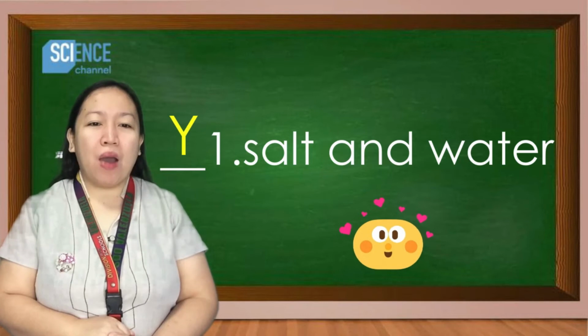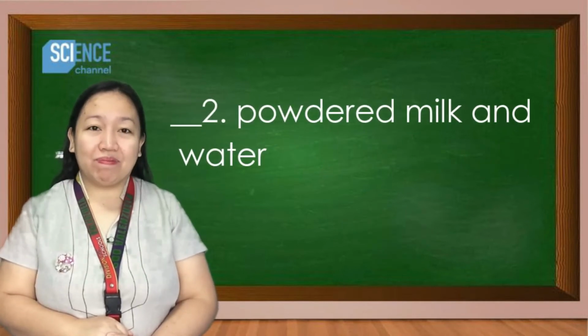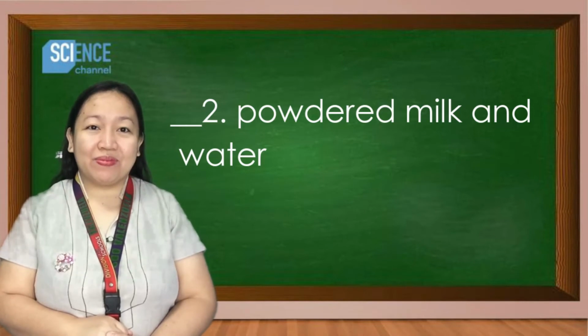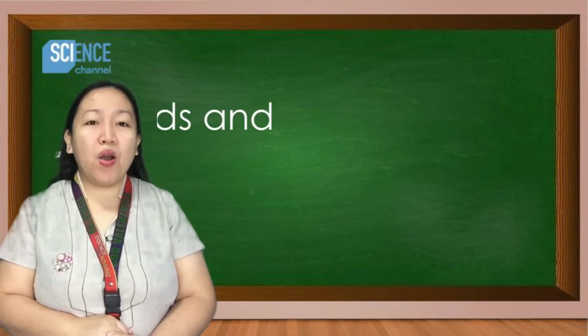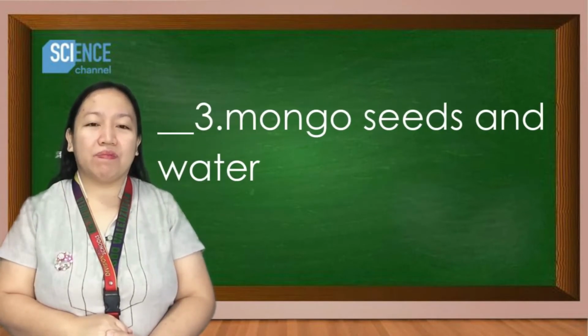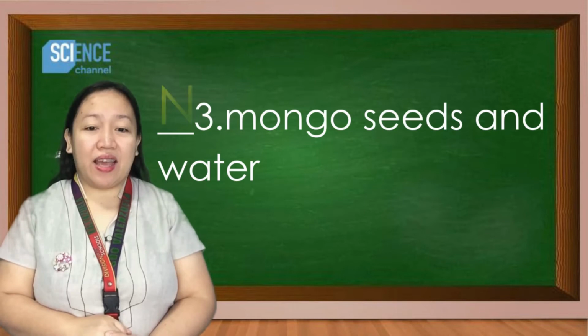Number 2, powdered milk and water. Y or N? If your answer is Y, smart. Number 3, mango seeds and water. Y or N? If your answer is N, stunning.